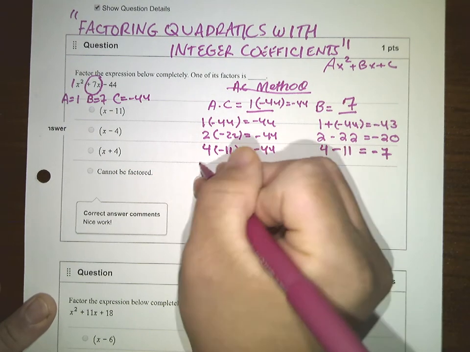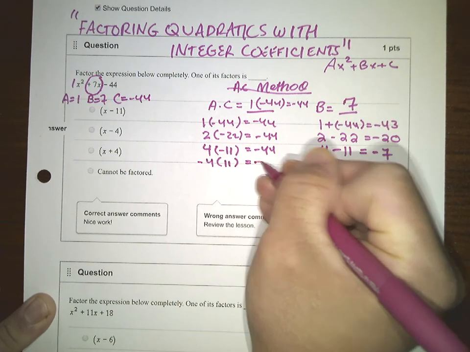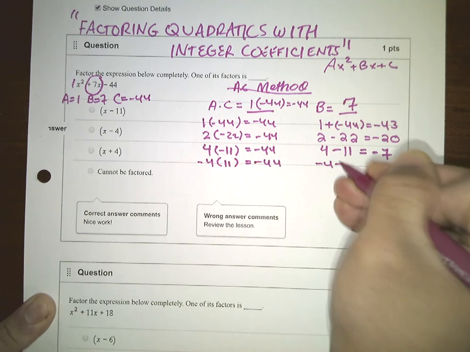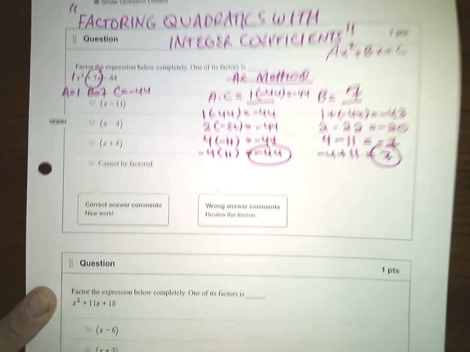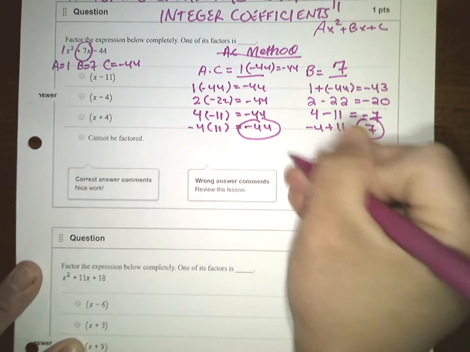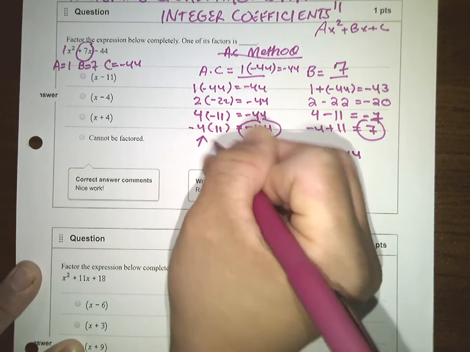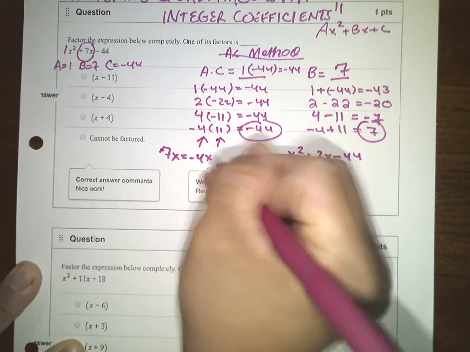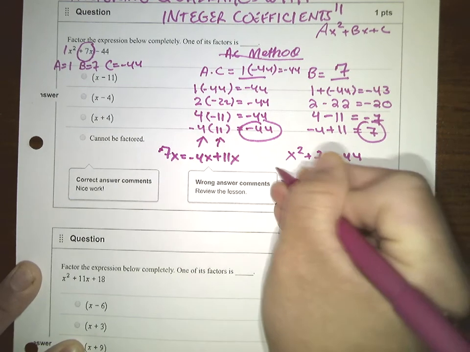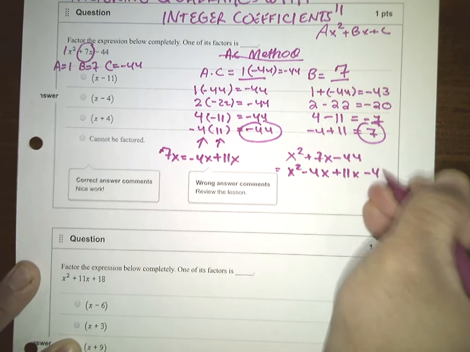So what if I make this a negative 4 and a positive 11? Well, negative 4 times 11 is negative 44, and negative 4 plus 11 is 7. So I know that this is my correct pair of numbers now. So what I do then is I take the x squared plus 7x minus 44, and I use the negative 4 and the 11 to rewrite 7x as negative 4x plus 11x. So I have x squared minus 4x plus 11x minus 44.